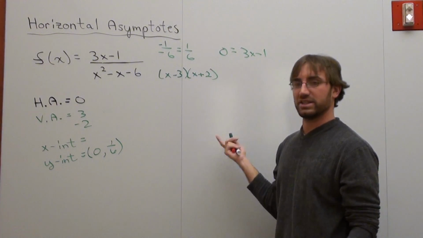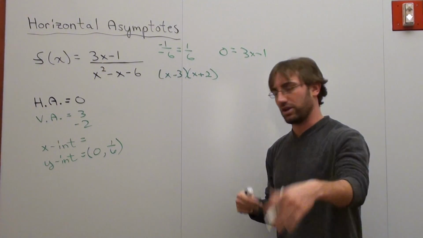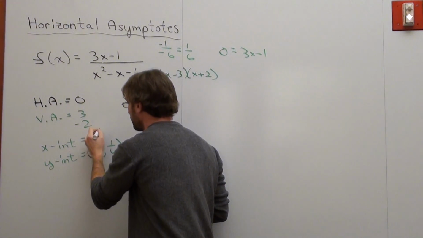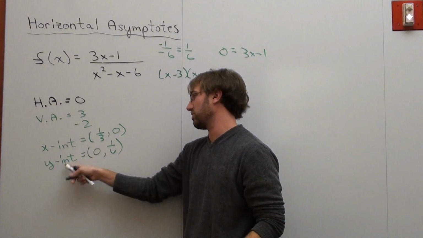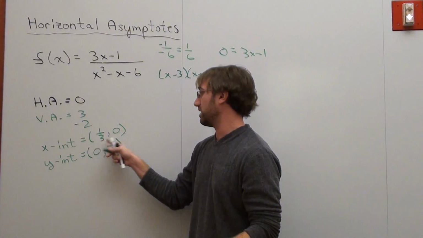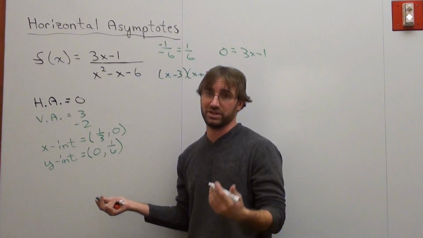Add 1 to both sides, divide by 3, x equals a third. Or it's a third comma 0. You can say the x-intercept is a third, the y-intercept is a sixth, or you can write it in coordinate form, 1/3, 0, and 0, 1/6.